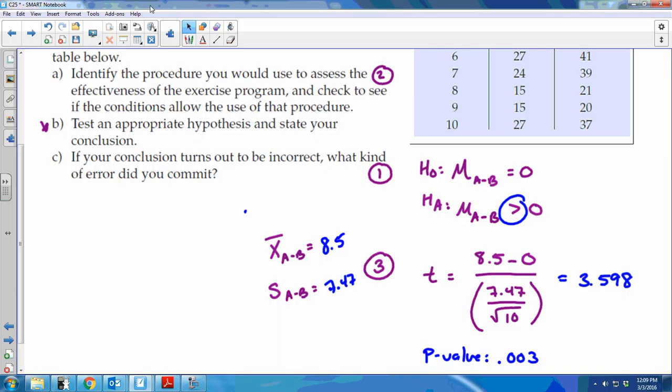Part C just says, if your conclusion turns out to be incorrect, what kind of error did you commit? So if we rejected incorrectly, what kind of error is that? Type 1 or type 2? Type 1. Right? You reject a null hypothesis that is actually true. All right. Questions about that?